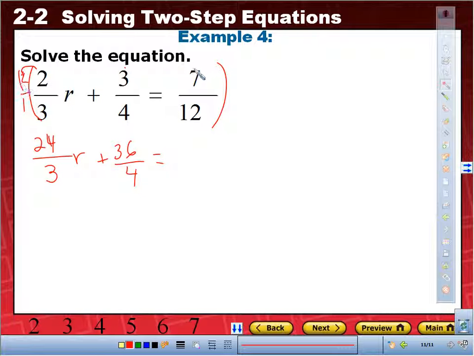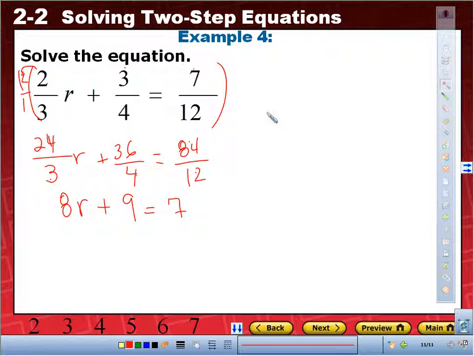Equals. What is 12 times 7? 84, and I'm going to leave the same denominator. Now, what is 24 divided by 3? 8r. Plus, what is 36 divided by 4? 9 equals. What is 84 divided by 12? 7. Does this look familiar? Yes. So, make sure you do a couple of these in the section of the lesson.